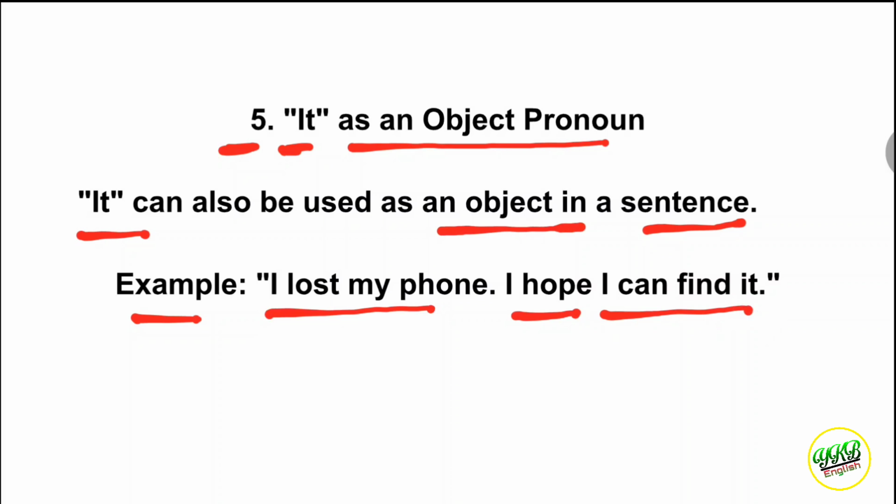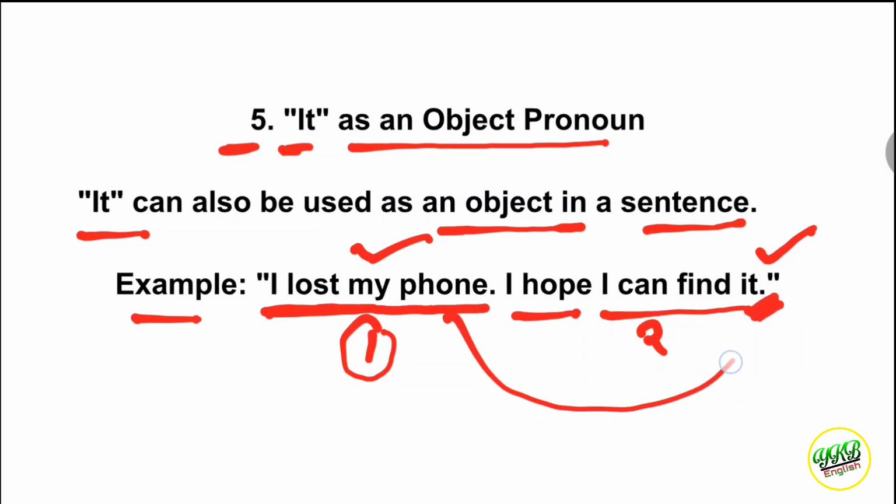So in this example there are two sentences. First, "I lost my phone," and second, "I can find it." In the first sentence there is no use of "it," but in the second sentence "it" is here. So "it" is used as an objective pronoun, the object for "my phone."